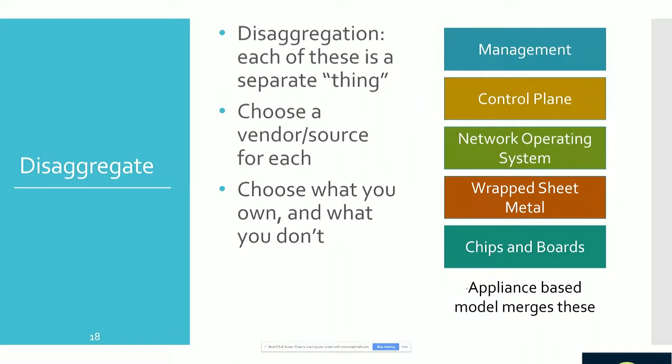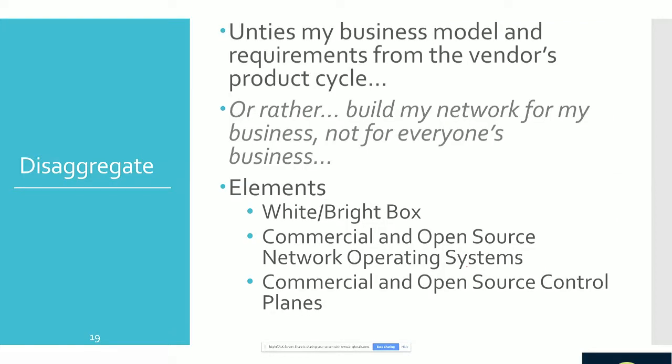So if I'm a larger company, I might build this myself. I might build these two myself. I might build this as a separate unit or buy it from a separate company. And I might buy these two as a separate thing. It just depends on how I want to buy things. This unties my business model and my requirements from the vendor's product cycle. So in other words, I'm building my network for my business, not for all of the vendors' customers out there. So again: elements, whitebox and brightbox, commercial and open source network operating systems, commercial and open source control planes.